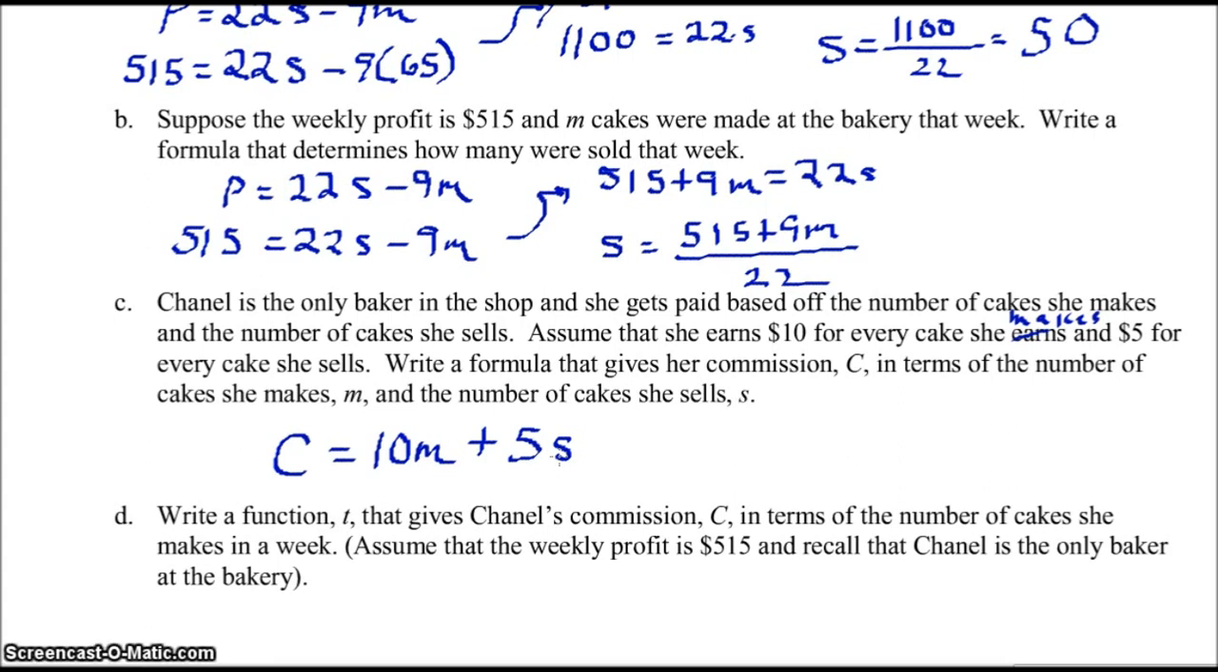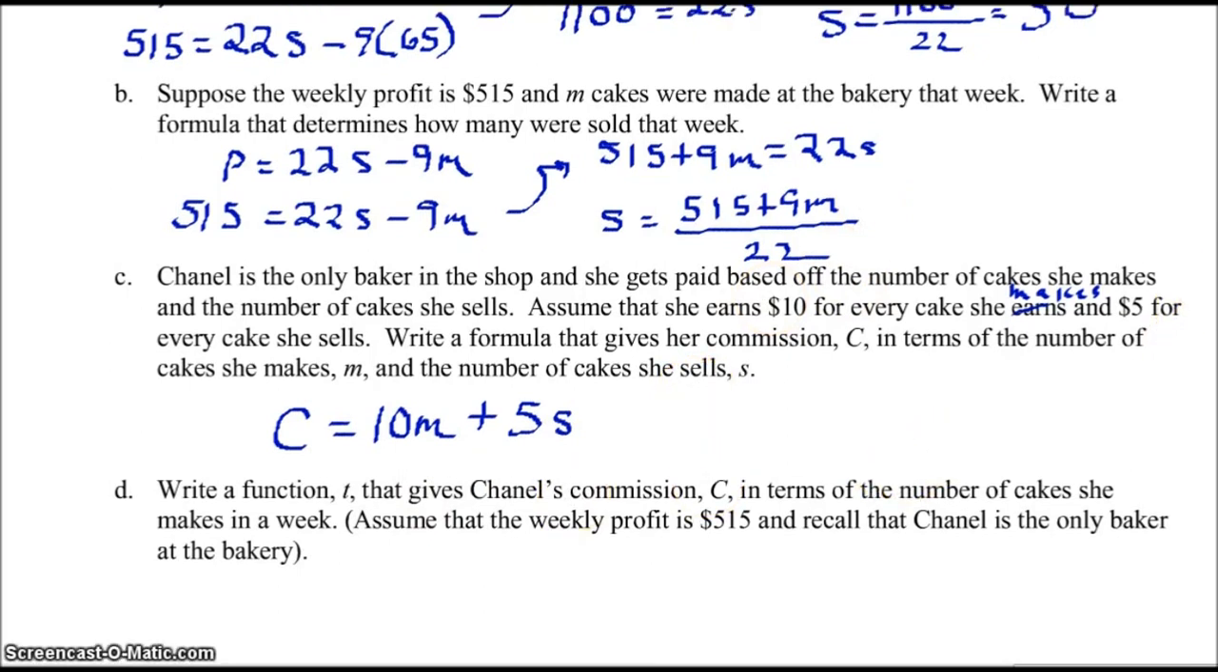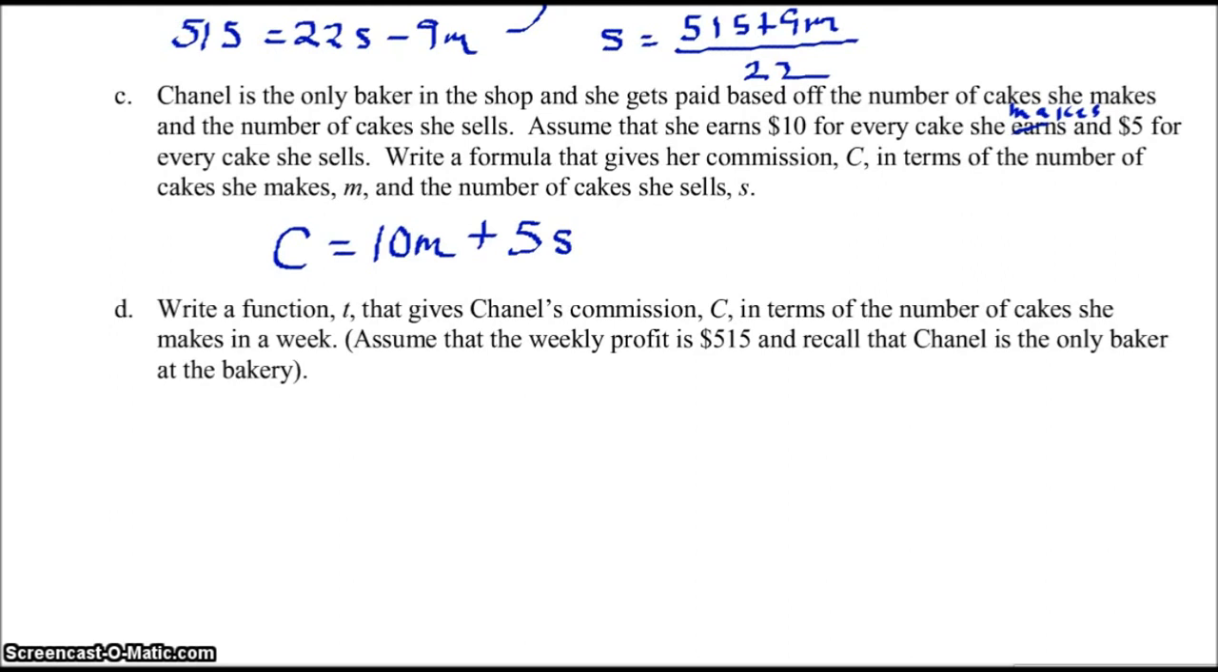Part D. Write a function T that gives Chanel's commission C in terms of the number of cakes she makes in a week. So now we want a function T that gives her commission. So C is what we want, but we're going to use our function T, and that's a function of the number of cakes she makes, T of M.